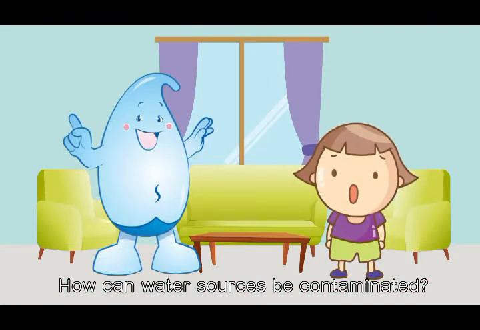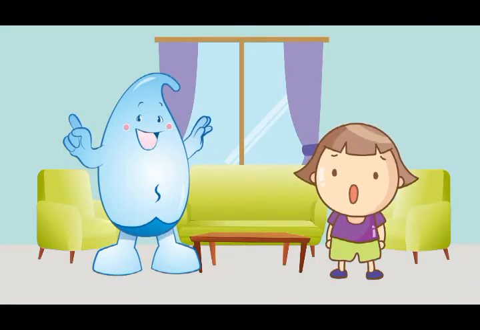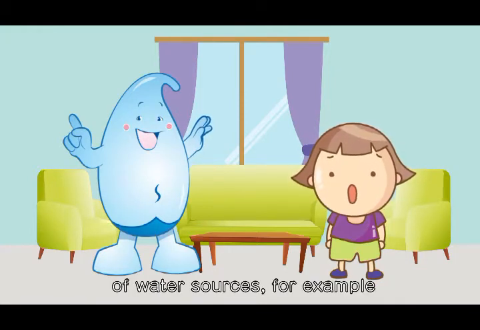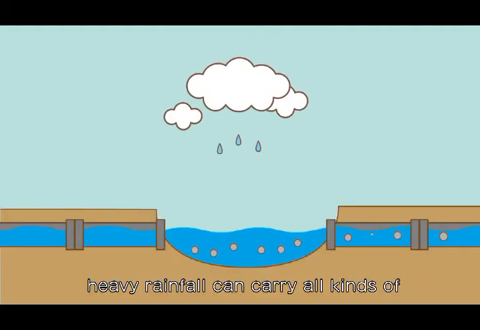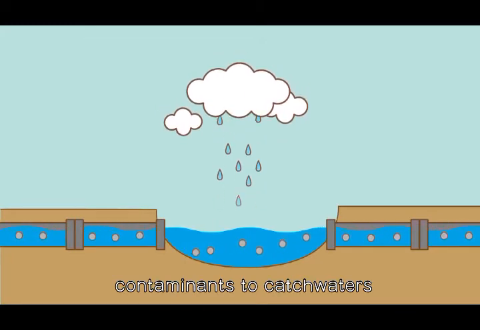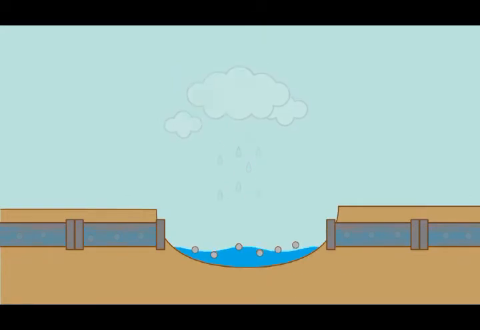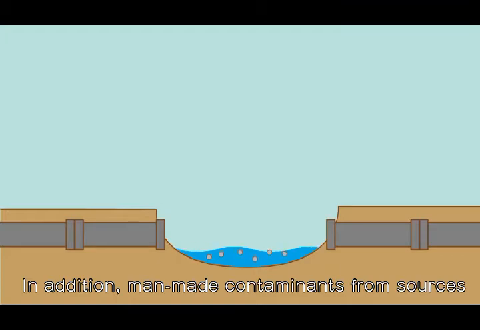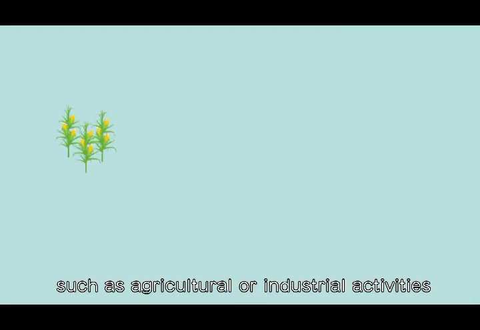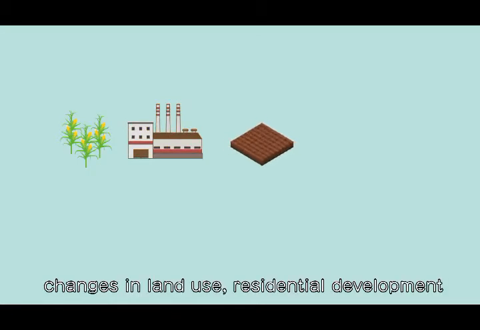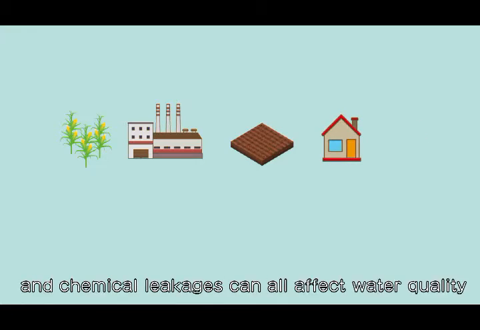How can water sources be contaminated? There are plenty of potential contaminations of water sources. For example, heavy rainfall can carry all kinds of contaminants to catchwaters. Droughts can even increase the density of contamination. In addition, man-made contaminants from sources such as agricultural or industrial activities, changes in land use, residential development, and chemical leakages can all affect water quality.